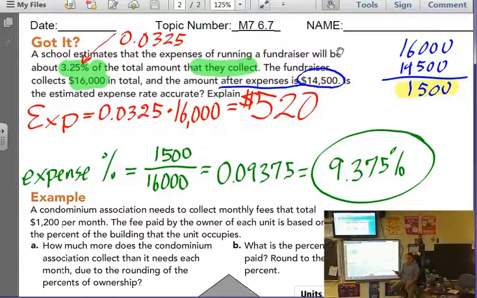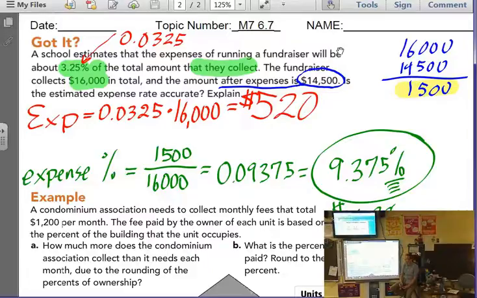So this is where we use percent. For every $100 they made, how much did they pay in expenses? Percent means for every 100. So for every $100 they made, they paid approximately $9.38 for expenses. Because this means for every 100. So this number is the for every 100 number.